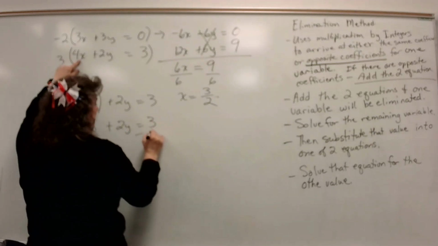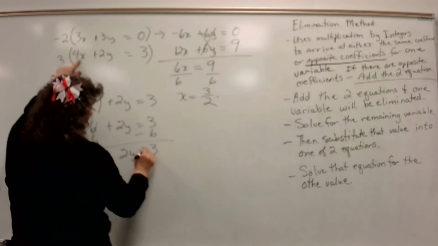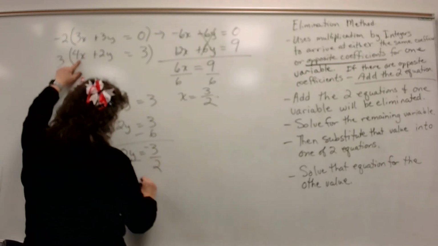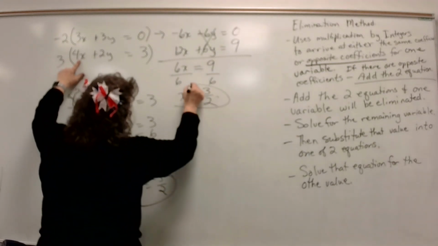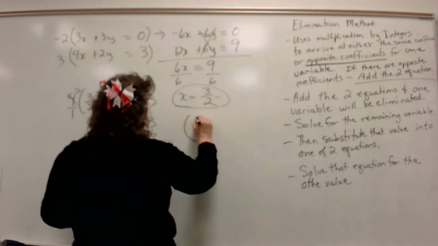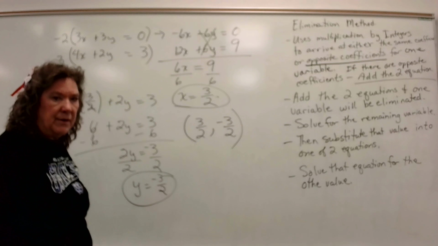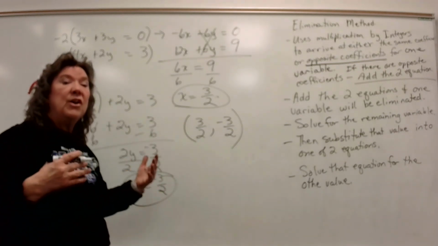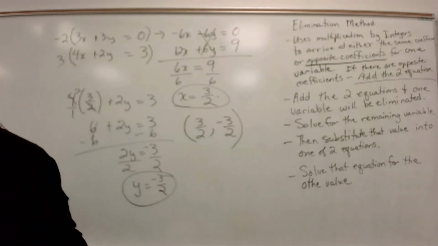Subtract my 6 from both sides. I end up with 2y is equal to negative 3, divide by 2. And I have y is equal to a negative 3 halves. So my ordered pair for this one is 3 halves, negative 3 halves. Okay, so here we ended up with fractions. Not as nice, but you can still work with it. And again, you can check them, okay?